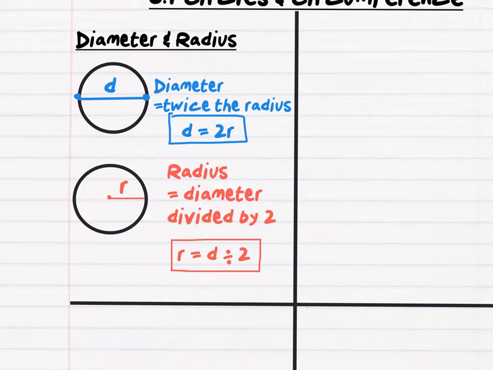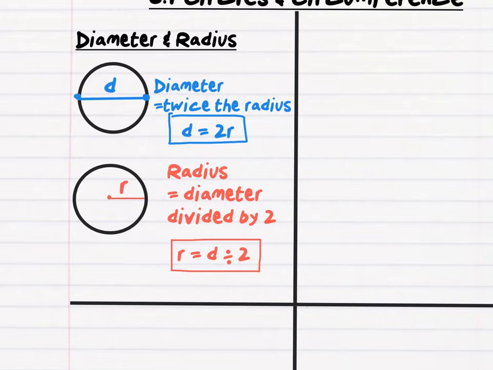Okay, on the upper left side of your notes, I want you to copy what you see on your screen. Use 2 different colors. Here I used blue for diameter, red for radius. Pause the video to do so, and when you're ready to continue, press play. Please pause now.